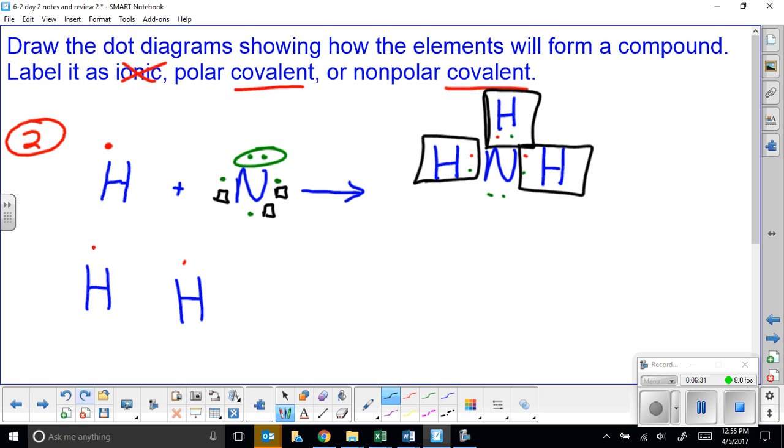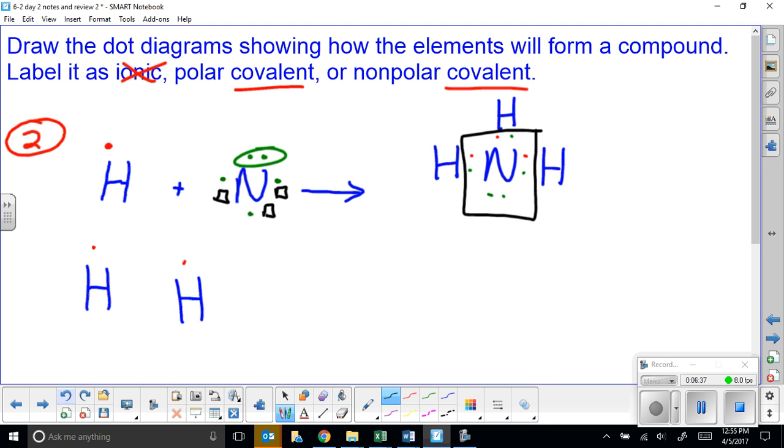So each one of the hydrogens has 2 electrons, and now if I take a look, the nitrogen gets all the ones in between, so it gets these, it gets these 2, and then it also has these 2, so that nitrogen has 8. So that's how we decide if it's polar or nonpolar. Because remember, the word polar means opposite ends. So we have a negative end and a positive end to this molecule.